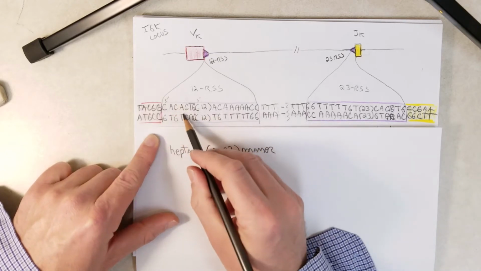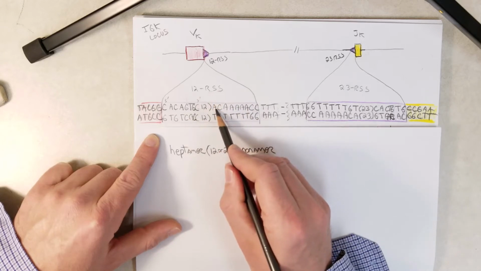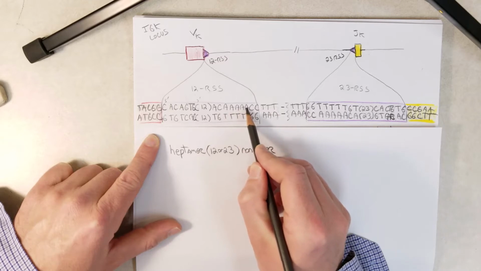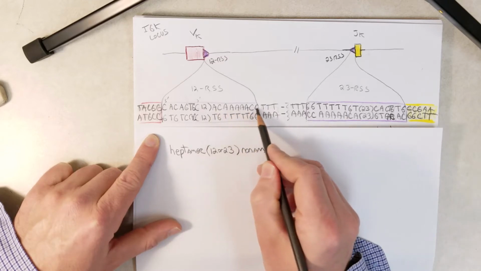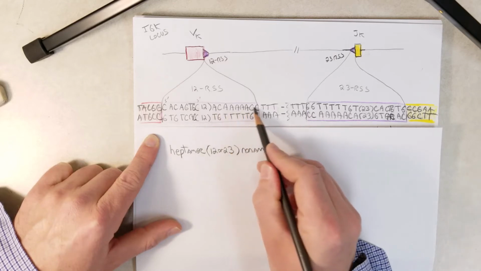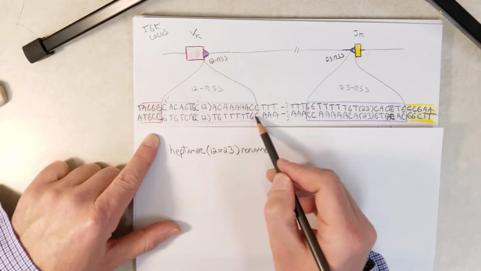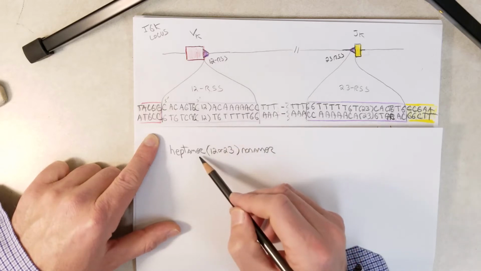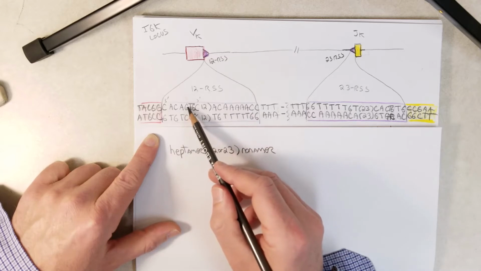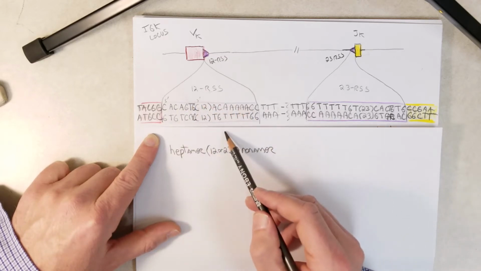Now that's the heptamer. For the nonamer, most RSSs have this sequence: ACAAAAACC. So there should be 9 here. Let me see: 1, 2, 3, 4, 5, 6, 7, 8, 9. Yes, 9 nucleotides here and 9 base pairs. Here's the complement down here. So those are the consensus sequences, and most RSSs have this sequence for the heptamer and this sequence over here for the nonamer.